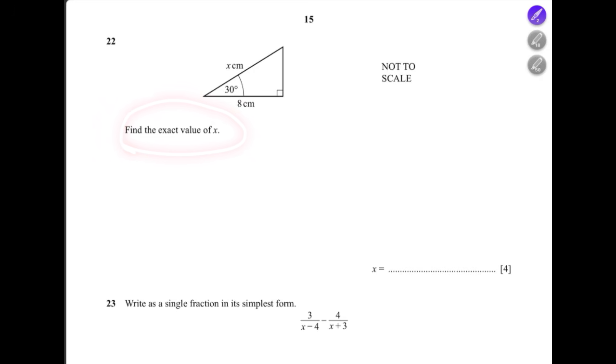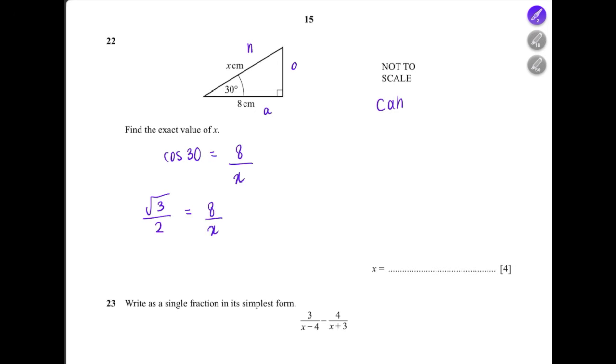Okay, so here you have a right angle triangle. This is hypotenuse, this is the opposite, and this is the adjacent. Remember, if you have a and h, you'll use cosine. So cosine 30, the angle given, equals adjacent 8 over hypotenuse, which is x. Remember, cosine 30 equals square root 3 by 2. You need to learn them. This equals 8 over x.